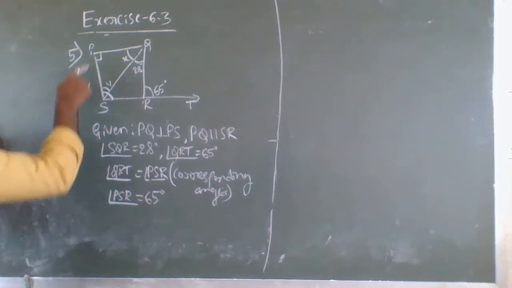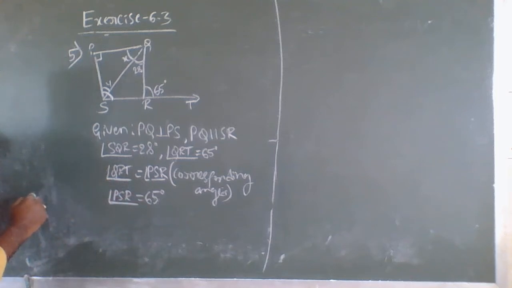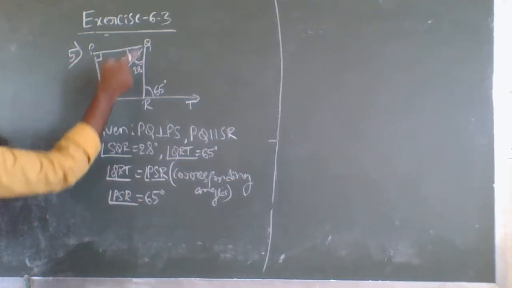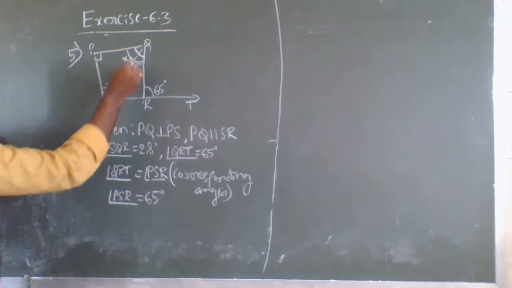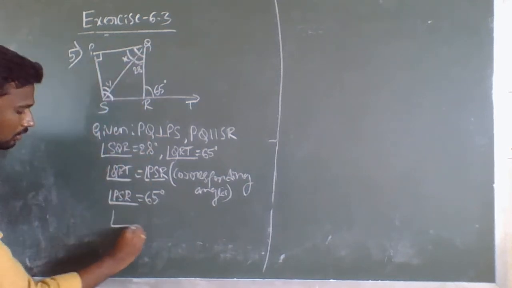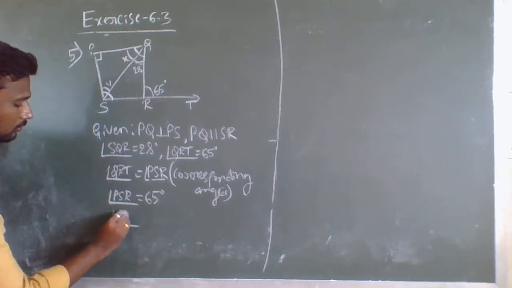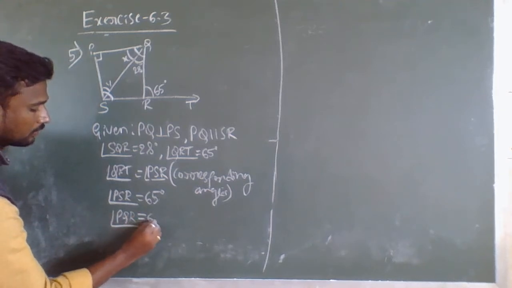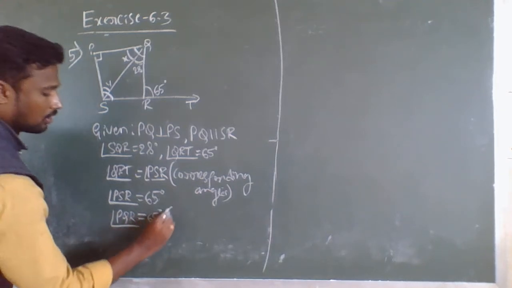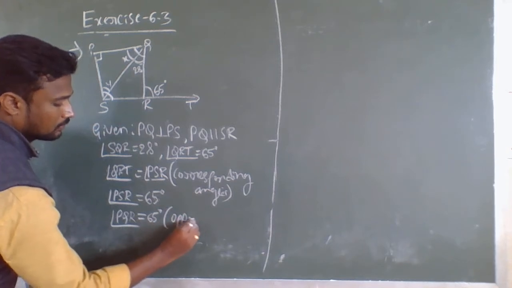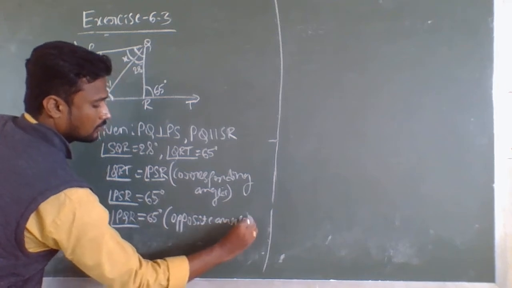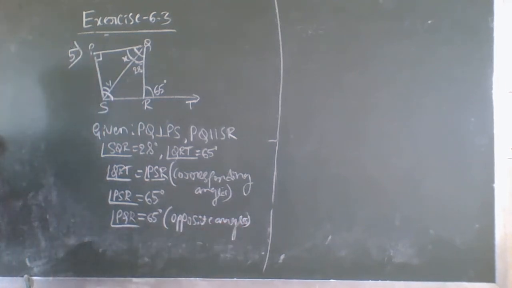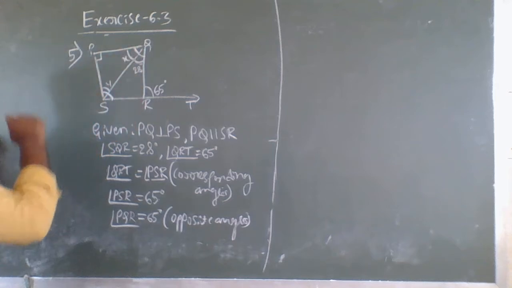Now, if angle PSR is 65 degrees, then angle PQR is also 65 degrees. Means this complete angle, angle PQR, is also 65 degrees. Why? These are opposite angles. Opposite angles. Therefore, this is also 65 degrees.